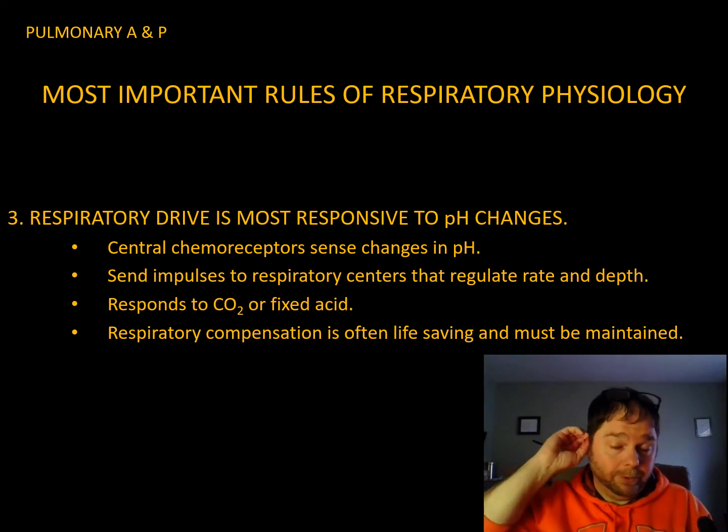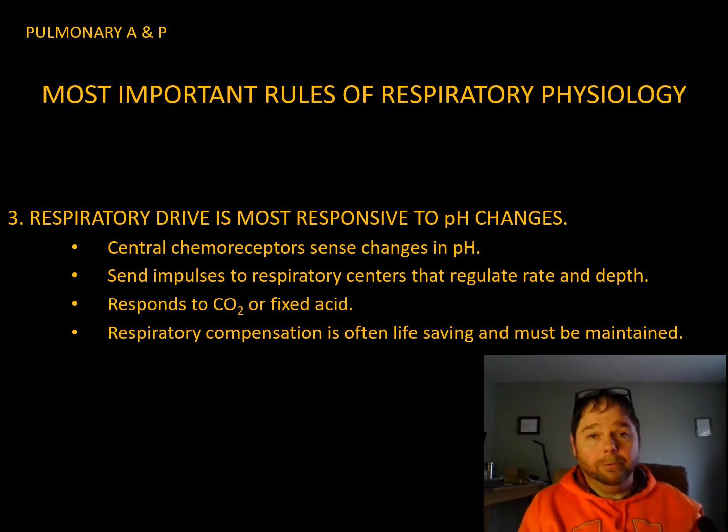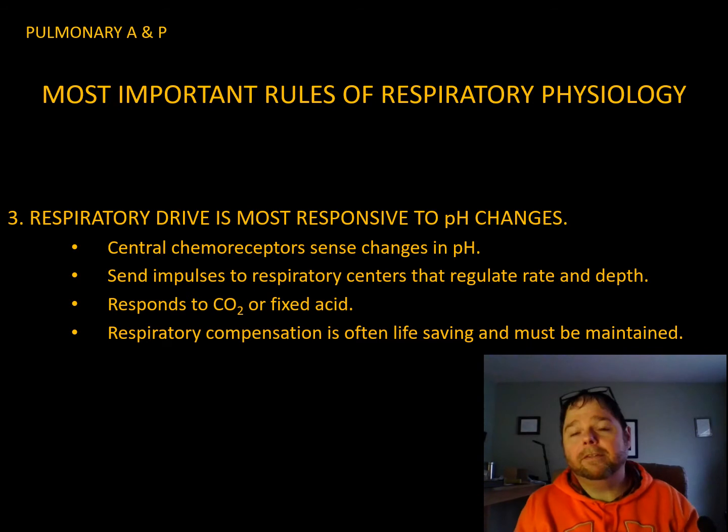So in the case of CO2, of course, that's what it does. It moves more CO2. But in the case of a metabolic acidosis, like DKA or salicylate overdose or some other kind of metabolic acidosis, which is going to be fixed, your respiratory system can't breathe that away. So what it's going to do is breathe down CO2 to compensate for that fixed acid.